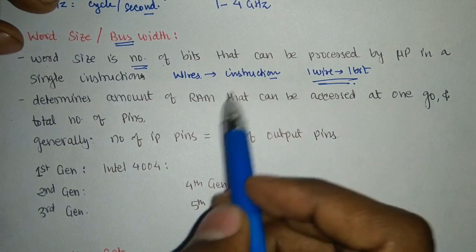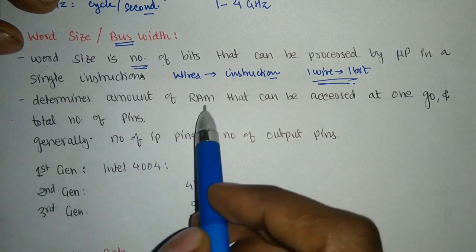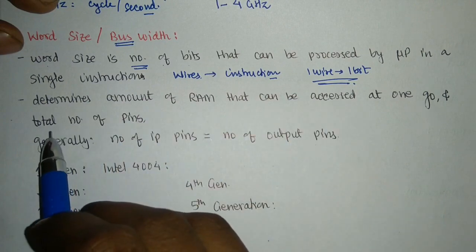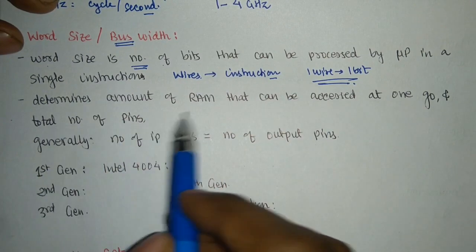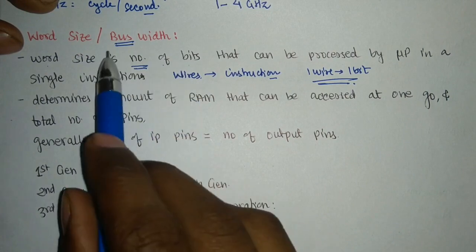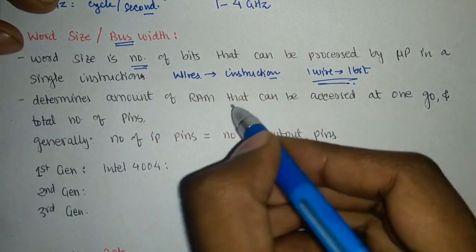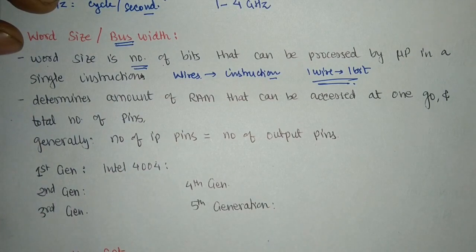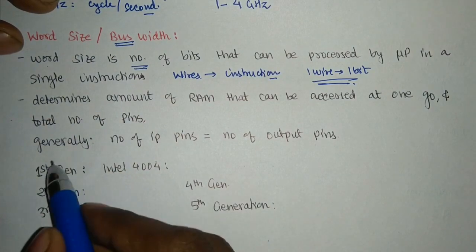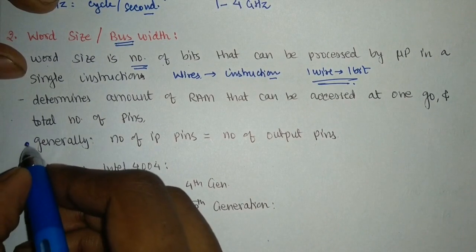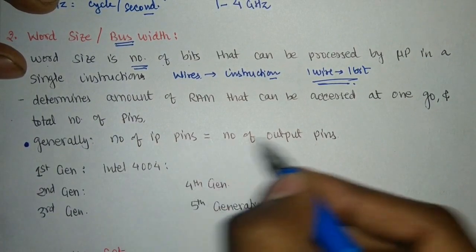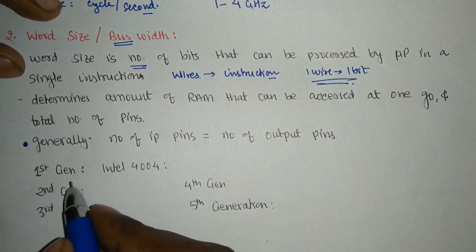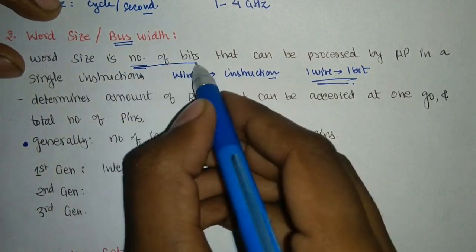So the larger the word size, the larger the RAM that can be accessed at a single go, at one time, and the total number of pins. The number of bits, or the bus width, will determine the RAM that can be accessed as well as the total number of pins that our microprocessor is going to have. And generally the number of input pins will be equal to the number of output pins in our microprocessor.